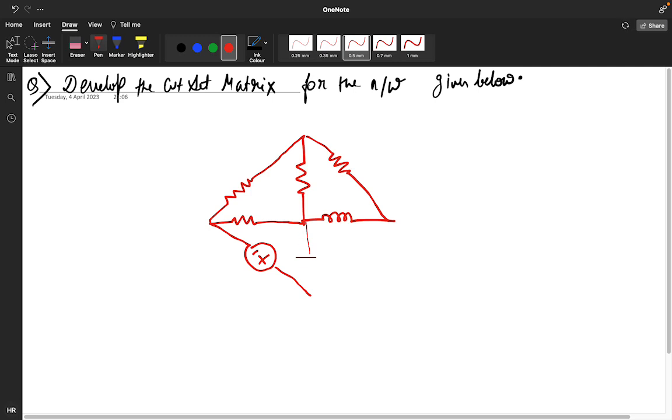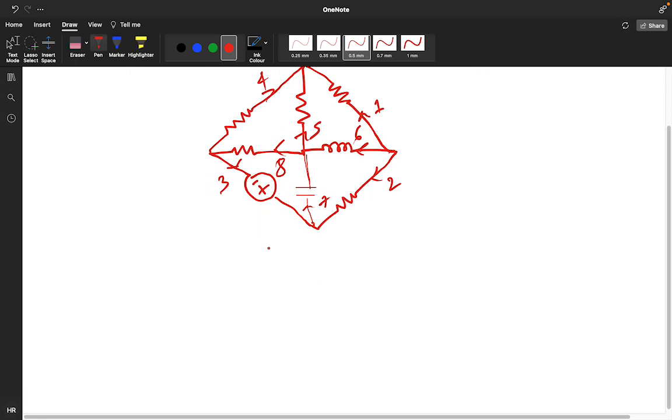Capacitor is there. So this is your first branch, this is your second branch, this particular is your third branch, this particular is your fourth branch, this I am taking fifth branch, this I am taking sixth branch, this I am taking seventh branch, this I am taking eighth branch. So this is your network.